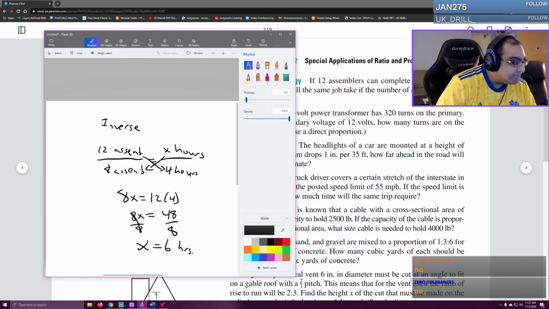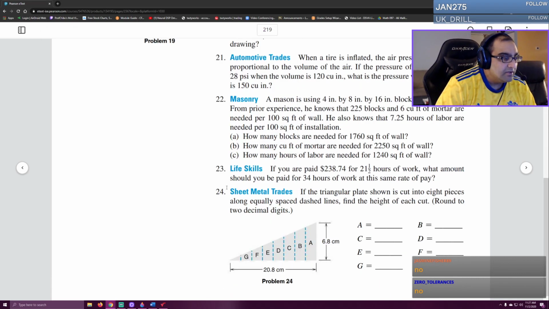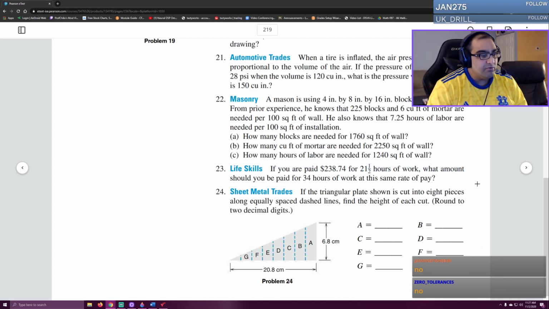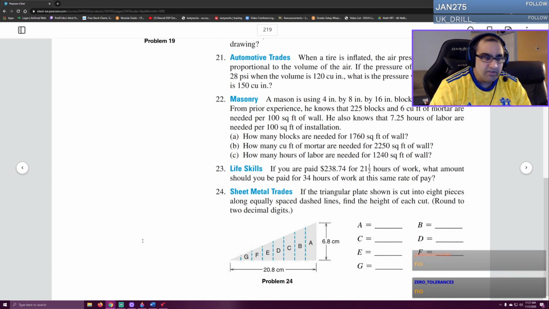Okay, let's look at 23 then. 23 should be the easiest one. Okay, life skills. If you are paid $238.74 for 21 and a half hours of work, what amount should you be paid for 34 hours of work at this same rate of pay? So the question for this one is, is this a direct or an inverse relationship? Is number 23 direct or inverse?